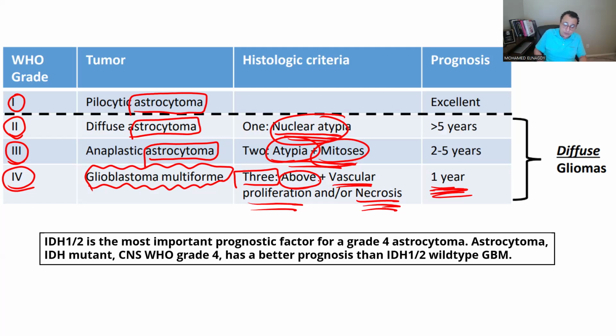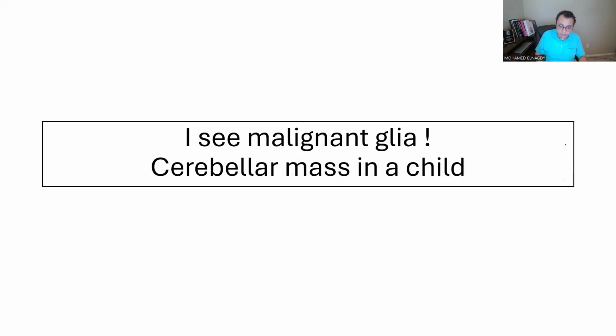The grade 2, 3, and 4 glial neoplasms are called diffuse gliomas. Diffuse gliomas means it's at least grade 2. Grade 1 is the pilocytic astrocytoma. All right. Any questions until now?